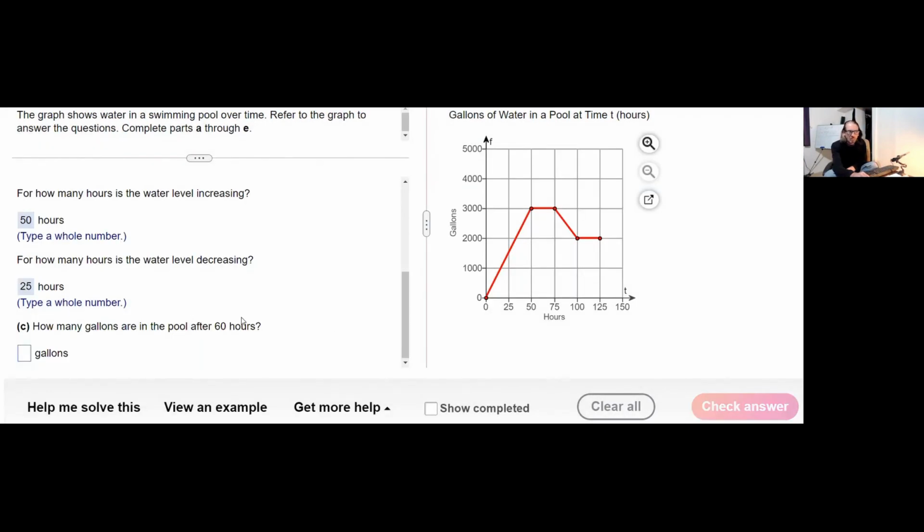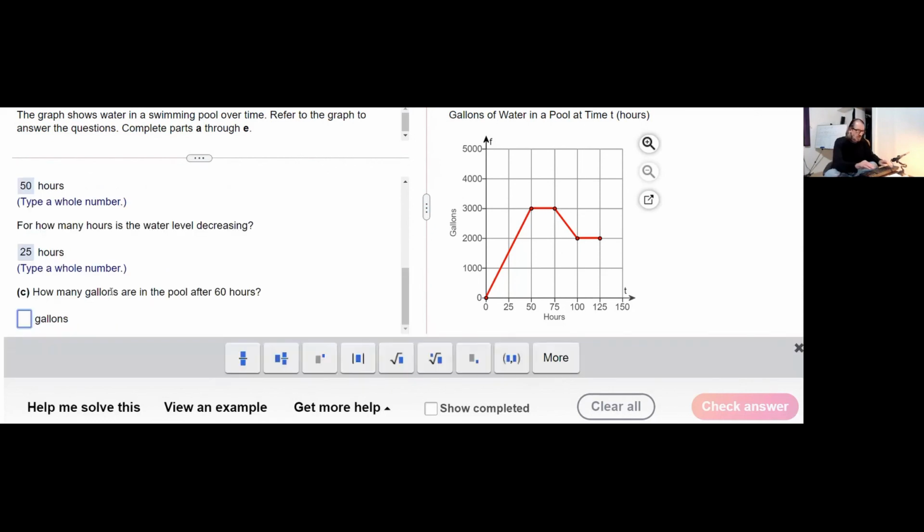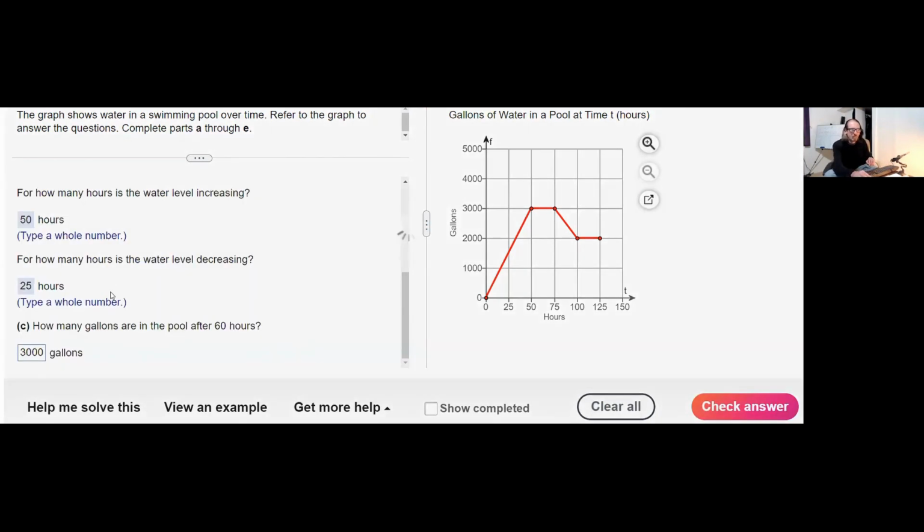How many gallons are in the pool after 60 hours? After 60 hours, well, they don't show exactly 60, but that's between 50 and 75, and it's staying constant in between there. So it still has to be 3,000 at 60 hours as well.